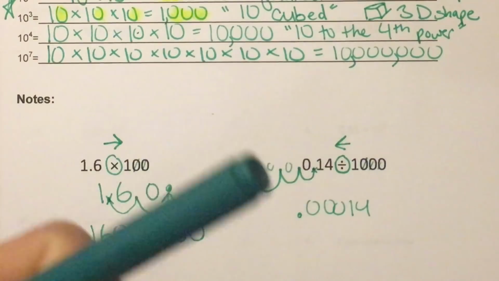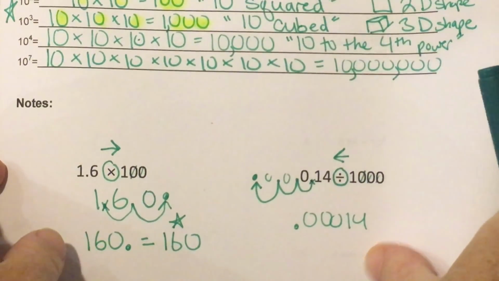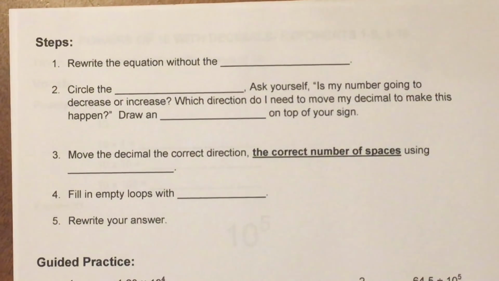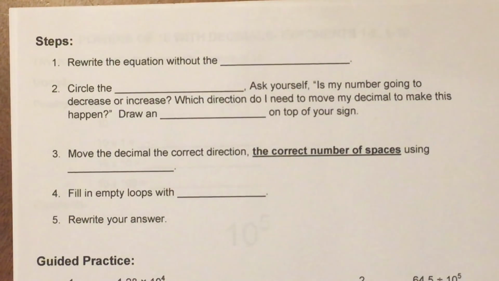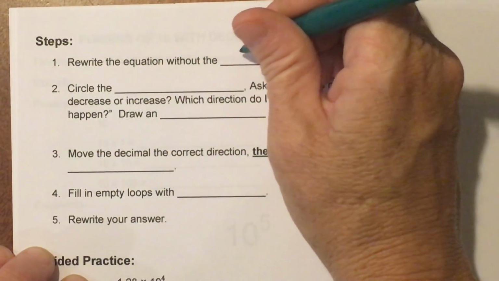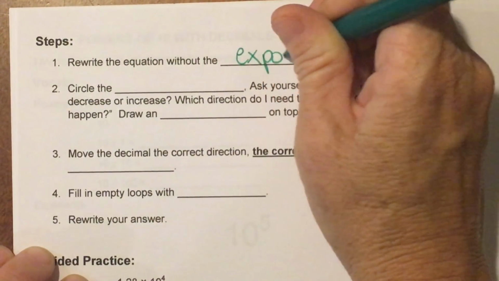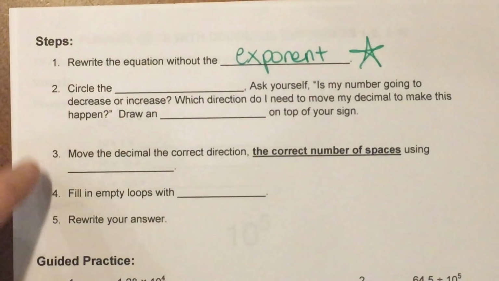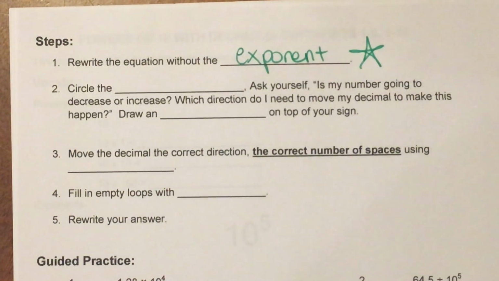Okay, so today's steps look almost identical to what you already have. The only difference is step 1. So step 1 today is our only new step. It says rewrite the equation without the exponent. That's really our only new step. The other steps are the same as in our last lesson.